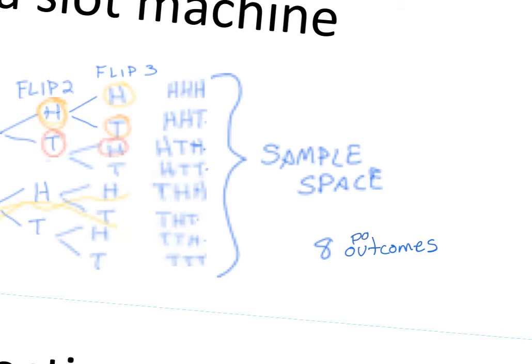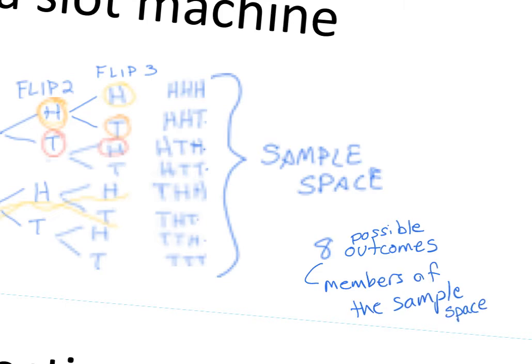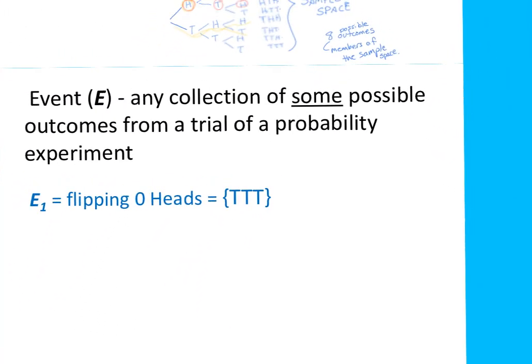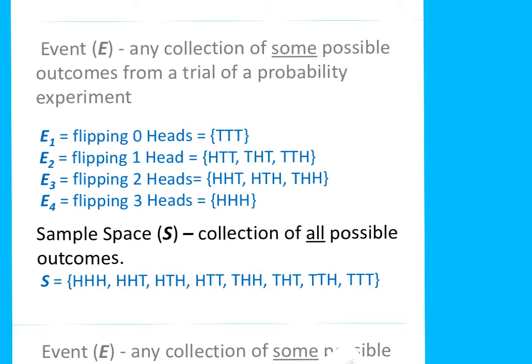Okay, 8 possible outcomes. That means that there are 8 members of the sample space. We can list those in other ways. Sometimes it's more convenient to do it a little bit differently, so let's look at that. Here is a collection of all of the possible outcomes, and you can see that they are all listed down at the bottom in the sample space.